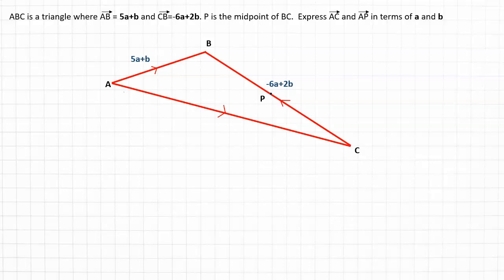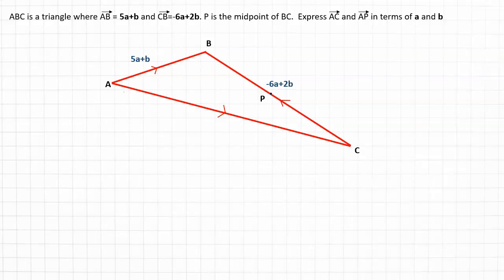Okay, so now let's use these essential facts to solve an exam type question on vectors. The question states ABC is a triangle where AB equals 5a plus b and CB equals minus 6a plus 2b. P is the midpoint of BC. Express AC and AP in terms of a and b.